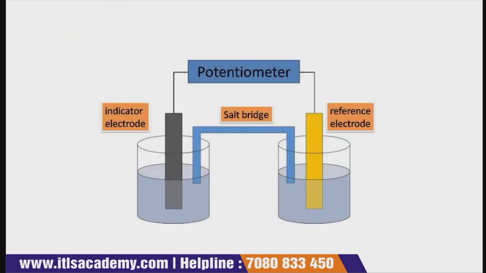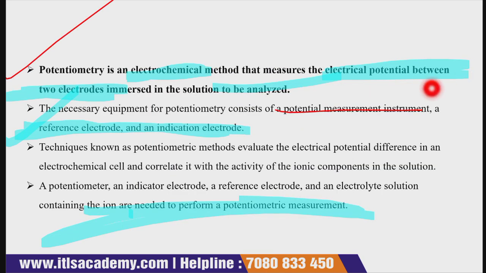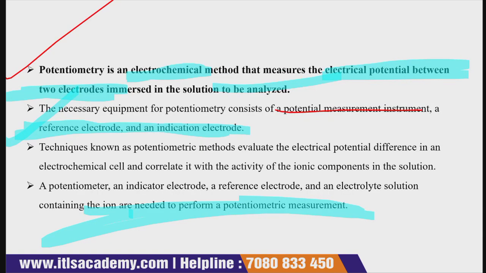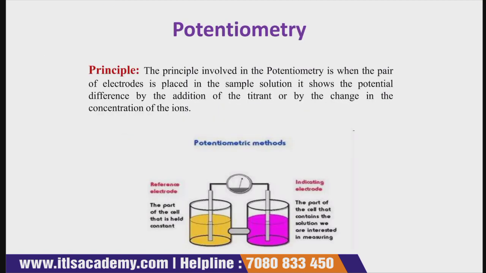Now let's see what the instrumentation of potentiometry is all about. If you see this diagram, this is a potentiometry meter setup. It has an indicator electrode, a reference electrode, and a salt bridge, and these are the solutions where the electrodes are immersed. This is what we have discussed here. Now let's move further.